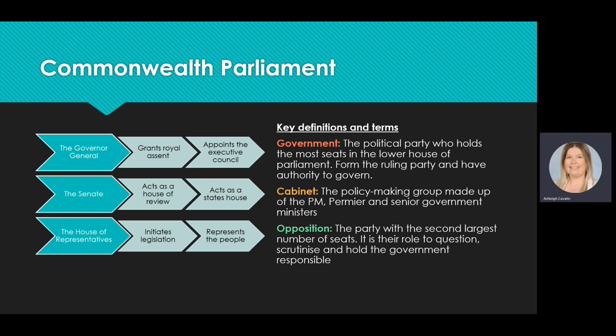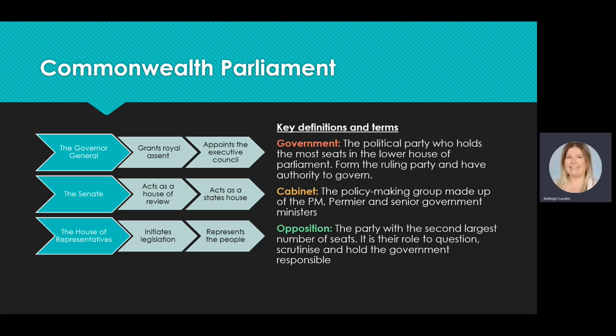Here are some key terms that you will need to be able to work effectively and answer questions on this area of study. Government. This is the political party that holds the most seats in the lower house of Parliament. They form the ruling party and have authority to govern.